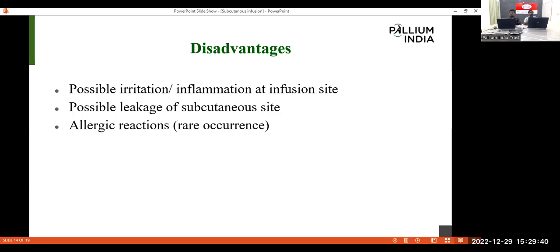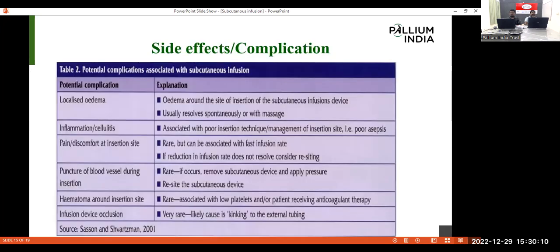Then in some cases, if tissue absorption is poor, there is a possibility of leakage. The subcutaneous site may cause leakage. Then in some cases, an allergic reaction also can happen. In some patients, the adhesive plaster, micropore or paper plaster, is allergenic. It is very rare. In such a situation, it will cause an allergic reaction in that area. So these are the main disadvantages.